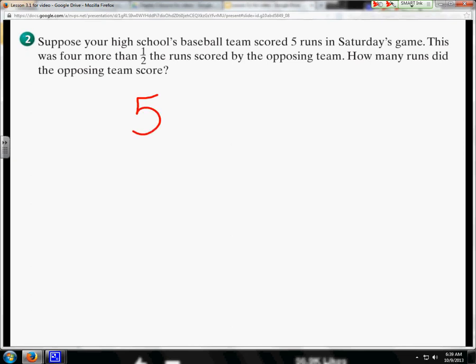5 runs. This was 4 more than half the runs. So half the runs, 1/2 x, plus 4. 4 more than half the runs scored by the opposing team. How many runs did the opposing team score? So now, 1/2 x, I wrote it like that because I like to have my variable in my numerator. You can write it next to it or anywhere you want. It really doesn't matter as long as it's in the numerator or denominator.